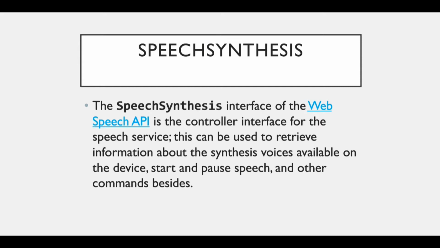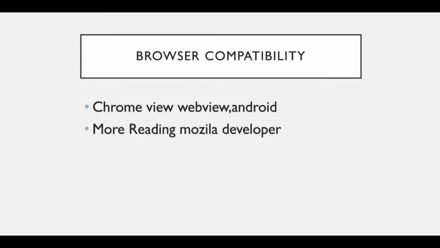Then speech synthesis is an interface of the Web Speech API, the controller interface for the speech service. It can be used to retrieve information about the synthesis voices available on the device, start and pause speech, and other commands. Then there is browser compatibility: Chrome, WebView, Mozilla Firefox and Android WebView, with more reading on the Mozilla developer tools.